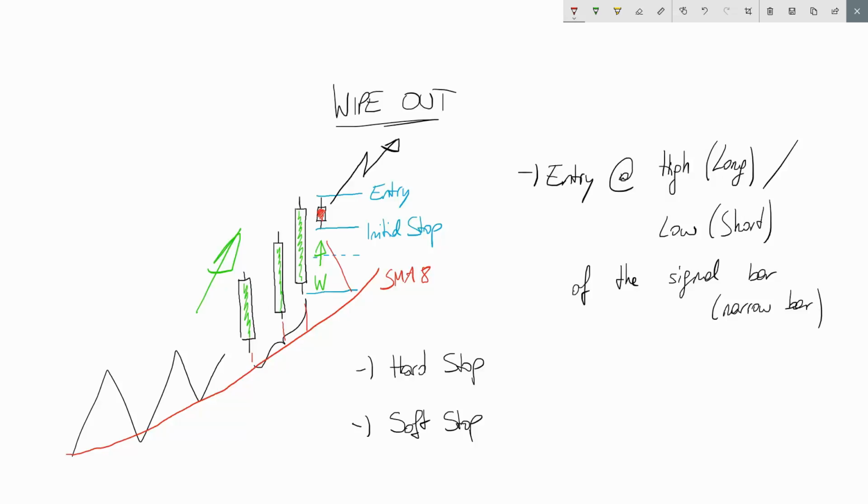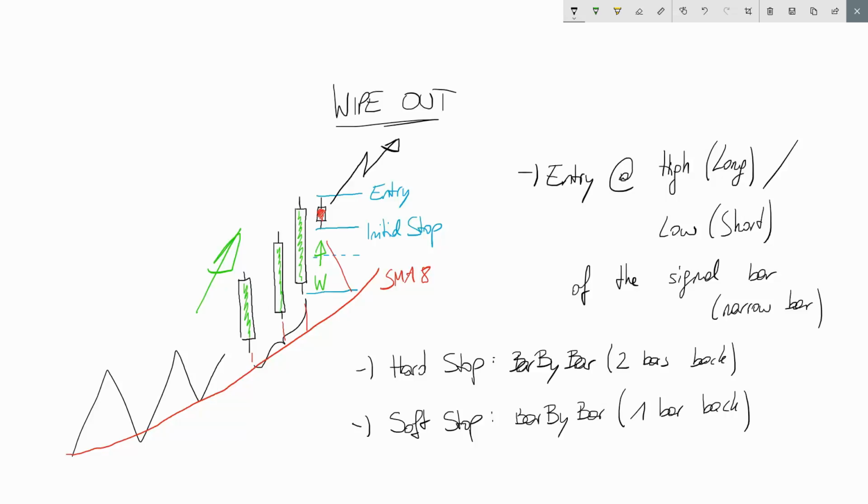So for the wipeout we use the good old bar by bar stop with slightly different settings for soft and hard stop. For hard stop we use bar by bar, and we go 2 bars back. Also for the soft stop we use bar by bar. Here we only go 1 bar back. Okay, so 1 bar back means always at the previous bar.